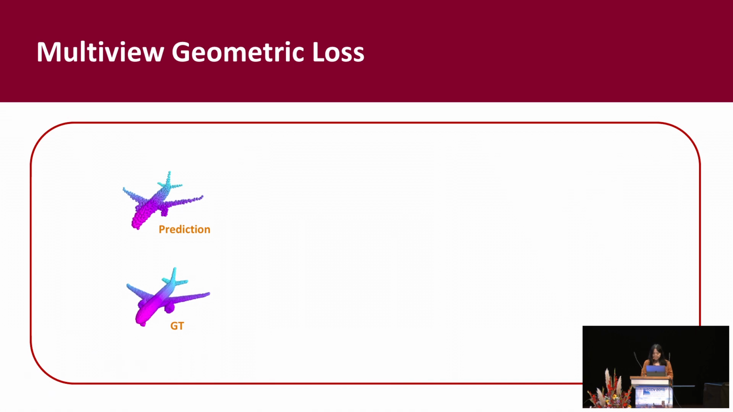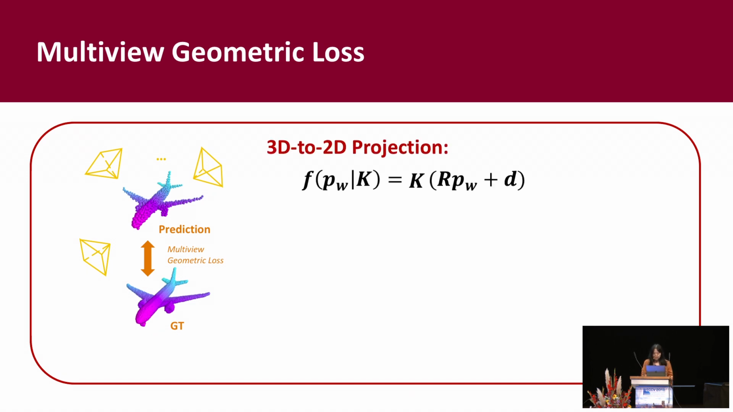To be more specific, we design a multi-view geometric loss, which tries to let the network learn the shape of an object from different views. First, we project the 3D point cloud to an image. For each point in the point cloud, we transform the point from 3D world coordinates to camera coordinates and then project them to the image plane.